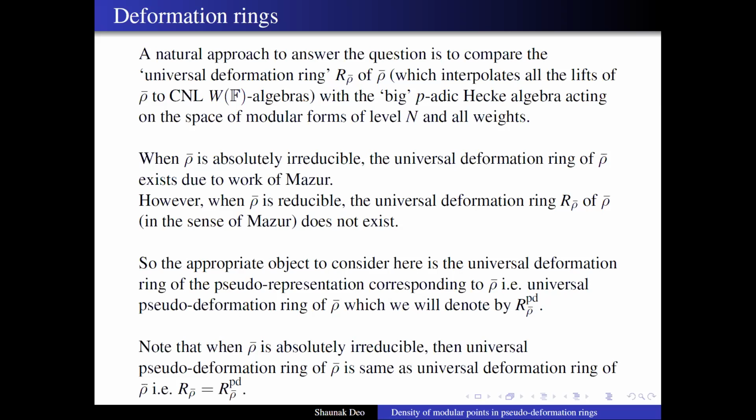So in other words, R rho bar is R rho bar PD whenever rho bar is absolutely irreducible. So therefore, the right object to consider here is not the deformation ring of rho bar, but the pseudo deformation ring of rho bar, so that we can also study the reducible case as well. Now, what's a pseudo representation?